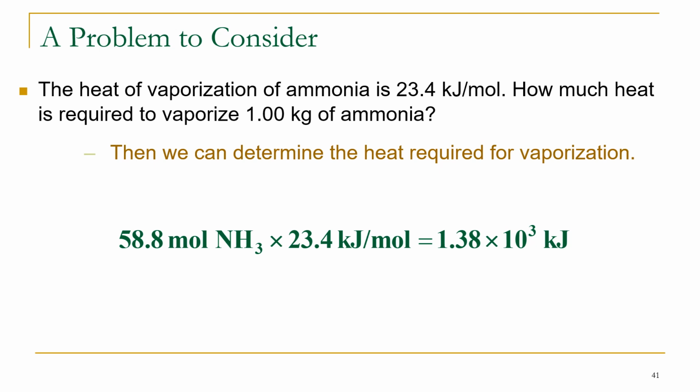So 58.8 times the delta H of vaporization per mole gives me, to 3 significant figures, 1.38 times 10 to the 3, or 1,380 kilojoules, required to vaporize 1 kilogram of ammonia.